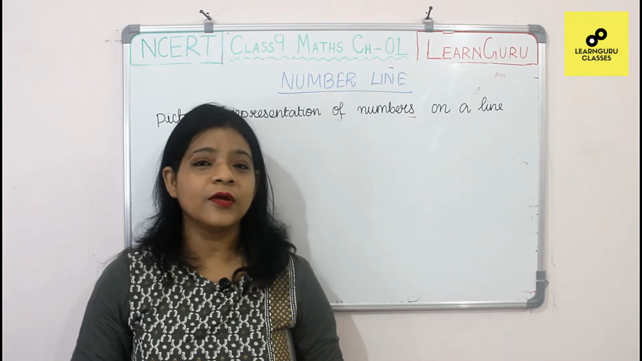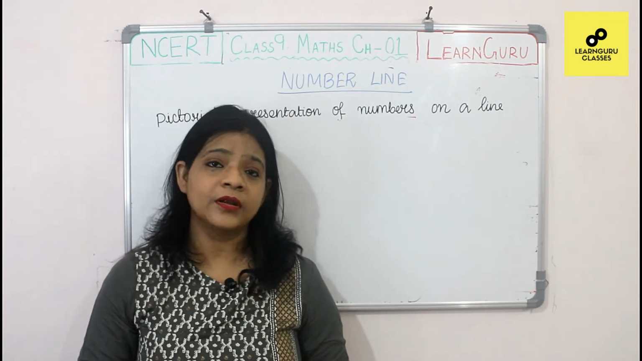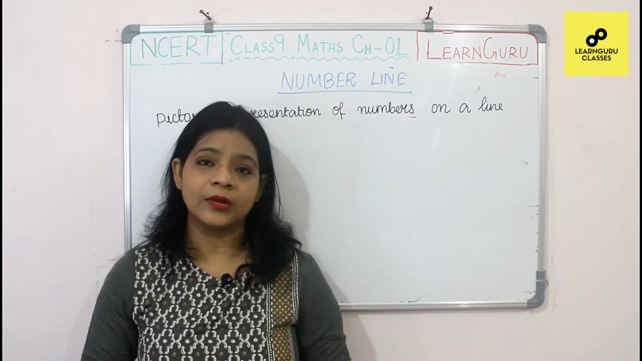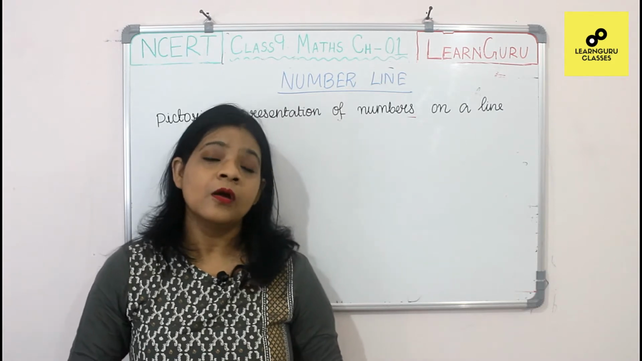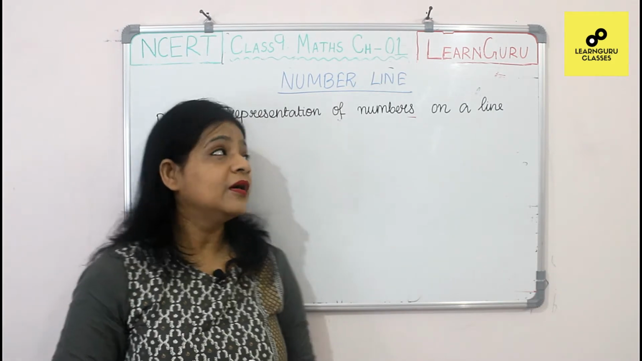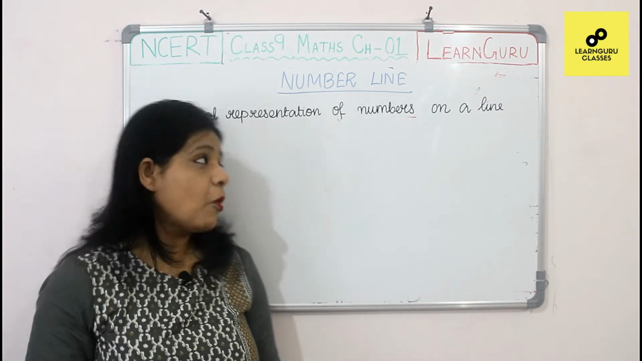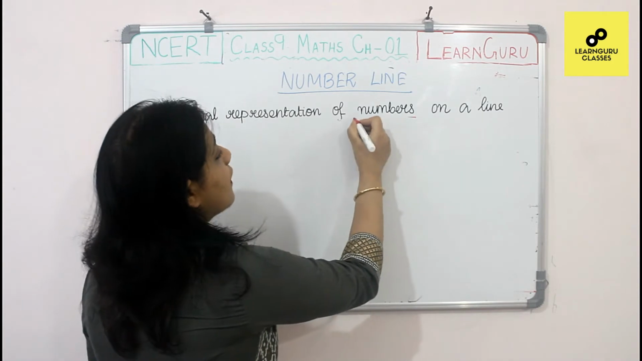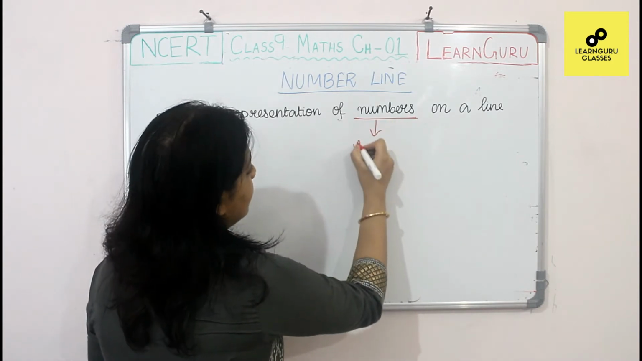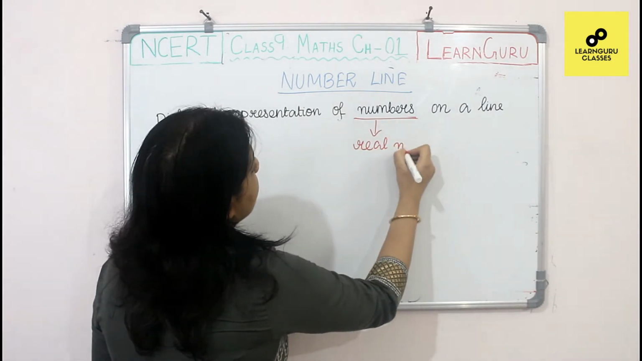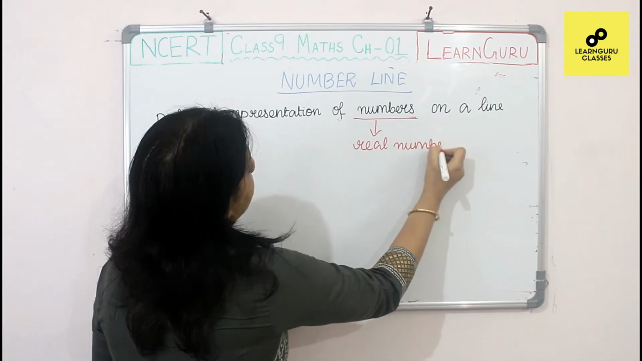So today we are going to discuss the number line. So what is a number line? By the name we can say that numbers are represented on a line. So what type of numbers do we represent on the number line? Basically we represent real numbers on the number line.